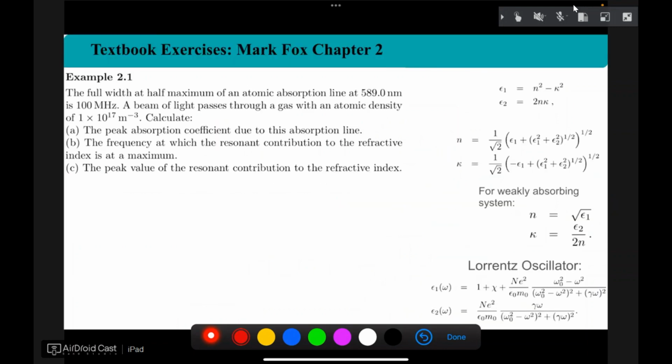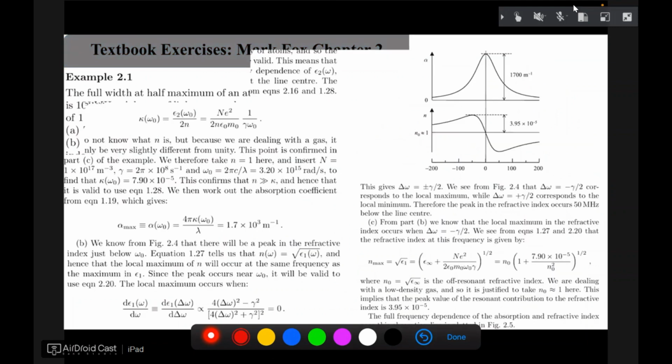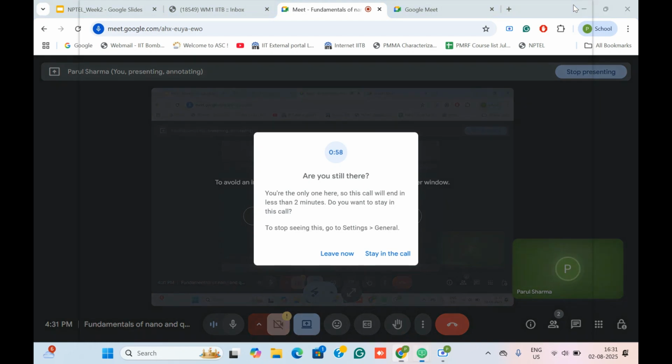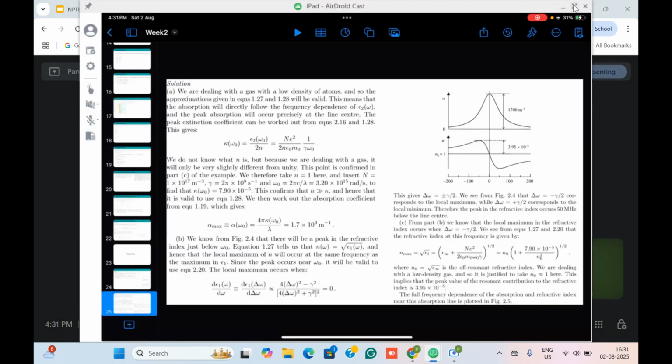The next question is, so this was all about the exercise and the assignment. Now we will revise just one lecture that will be helpful for the next assignment, and why we are doing nanophotonics.